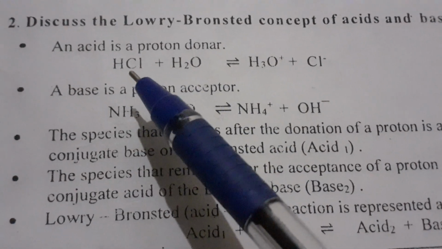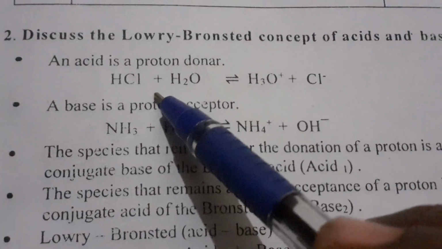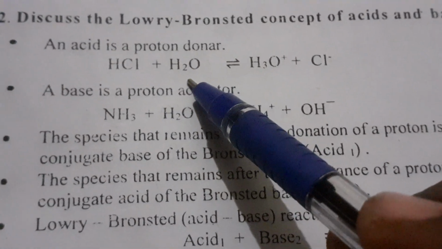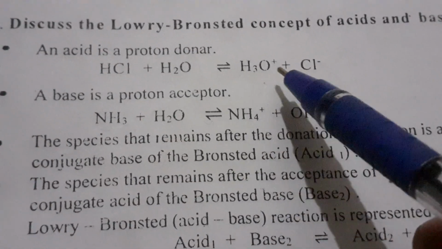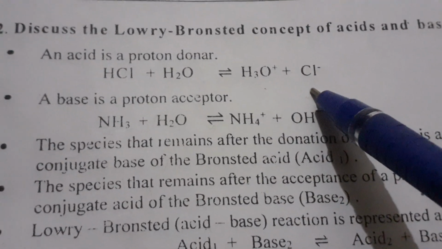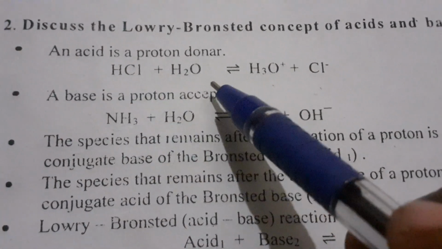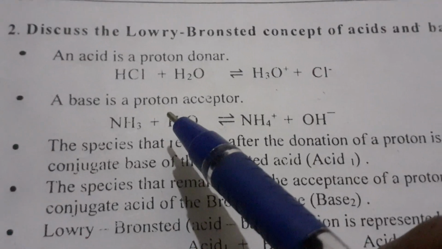So look at this example. Hydrochloric acid is an acid. So when this hydrochloric acid reacts with water, it gives hydronium ion, that is H3O plus ion, plus Cl minus ion. Here the hydrogen is donated from acid to the water. Okay, next, what is base?